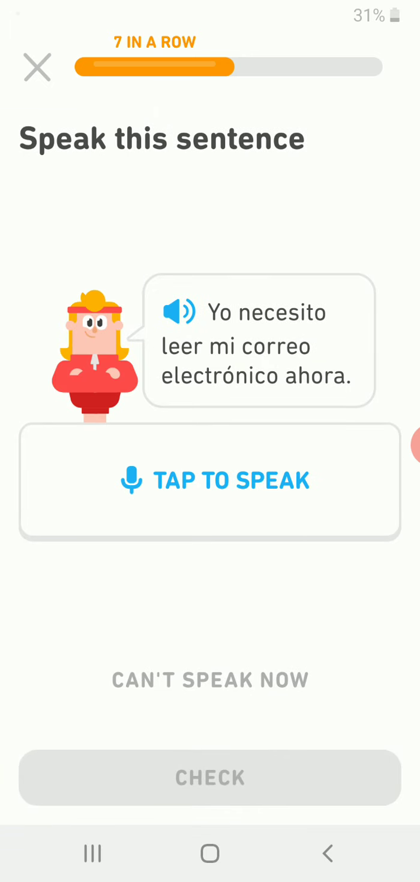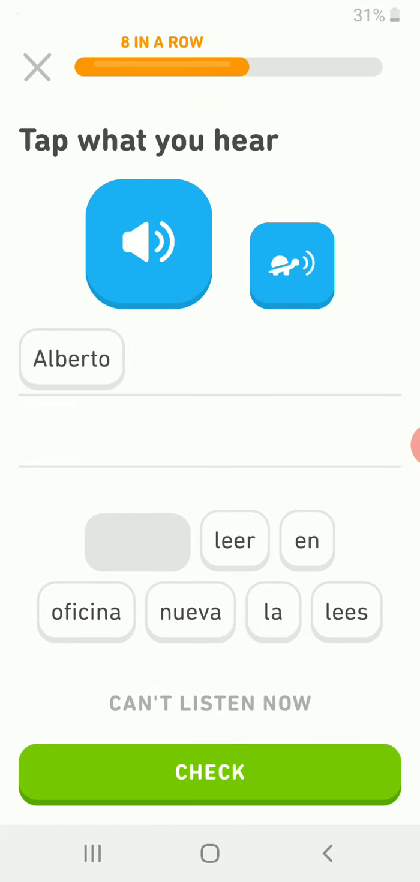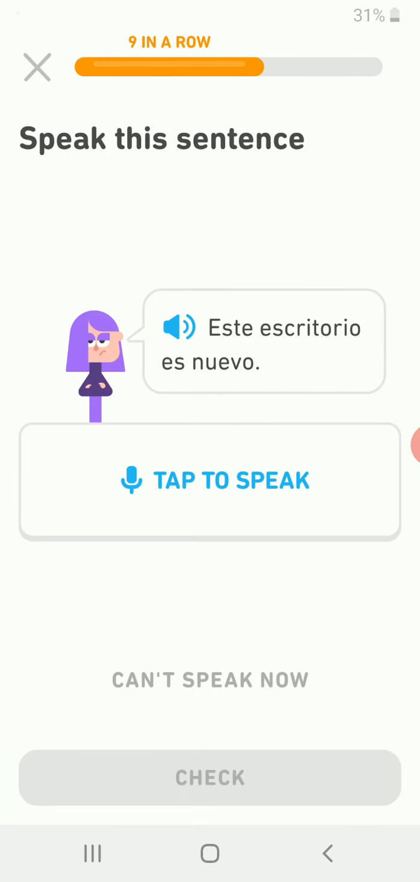Yo necesito leer mi correo electrónico ahora. I need to read my email now. Ahora is now. ¿Lees en la oficina? Alberto, ¿lees en la oficina? Lees en la oficina. Este escritorio es nuevo.